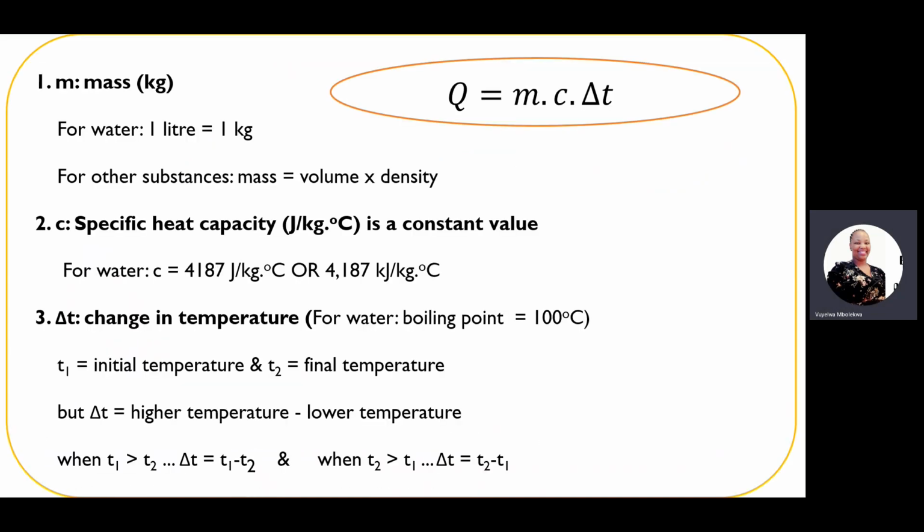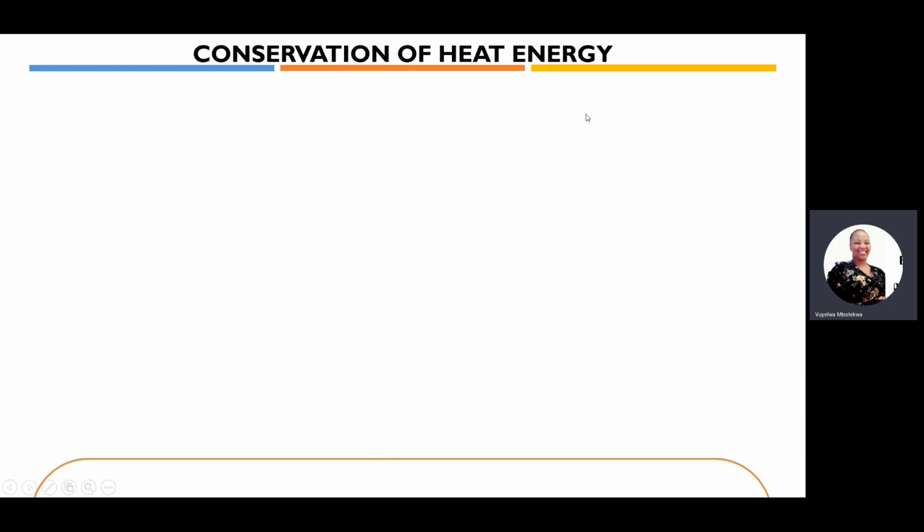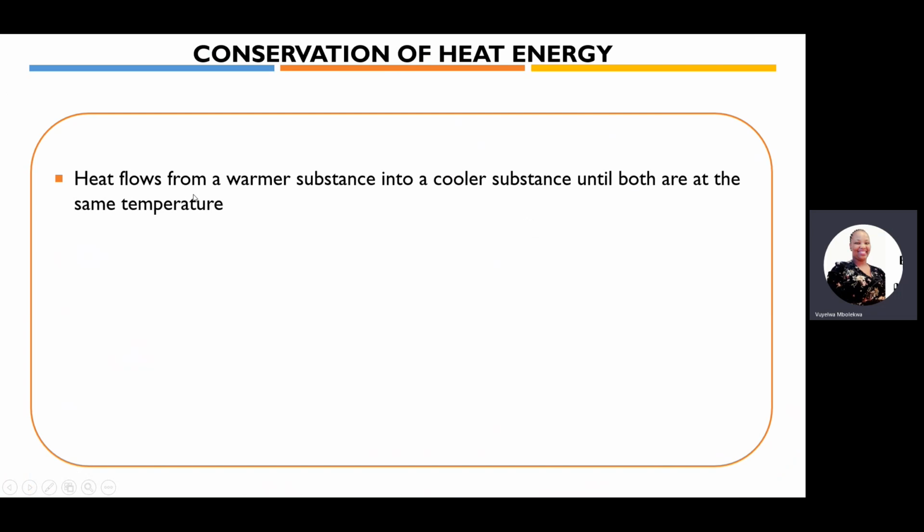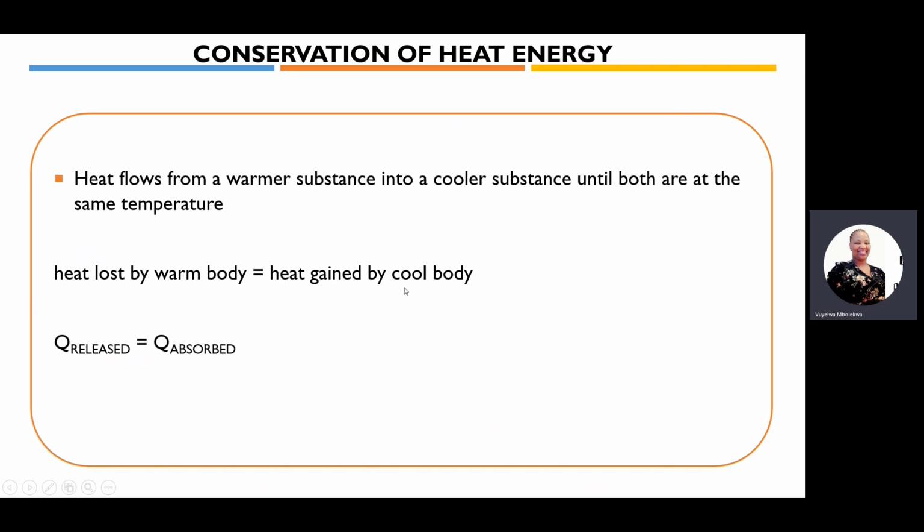Okay, so that's all when it comes to this formula, the MC delta T. Then how is heat energy conserved? We know that heat flows from a warmer substance into a cooler substance until both are at the same temperature, meaning the heat that is lost by the warm body is gained by the cool body. So that is how heat energy is conserved.